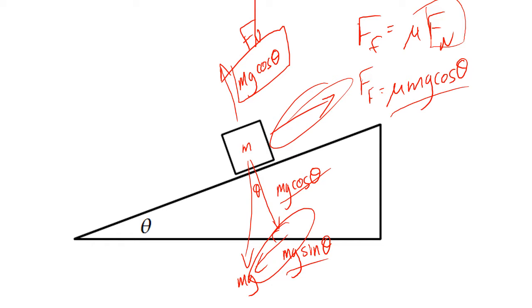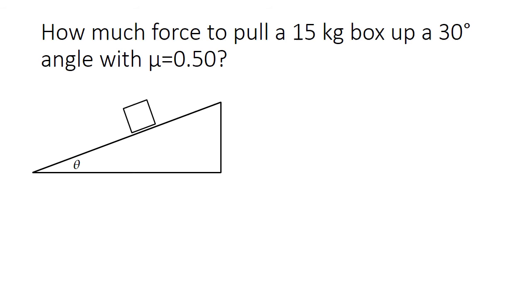There's that. Hold on till the end of the video and we'll do a fun problem like that. But let's do an easy one to start with. So how much force to pull a 15 kilogram box up a 30-degree angle with a mu of 0.5? All right, we've got a suspiciously familiar picture here. So this is a 15 kilogram box, which means it has a force of gravity equal to 147 newtons.